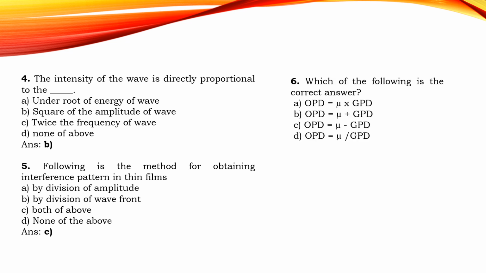Next is which of the following is the correct answer? And the options are OPD equals mu into GDP, OPD equals mu plus GDP, OPD equals mu minus GDP, OPD equals mu by GDP. And the right answer is option A, OPD equals mu into GDP.